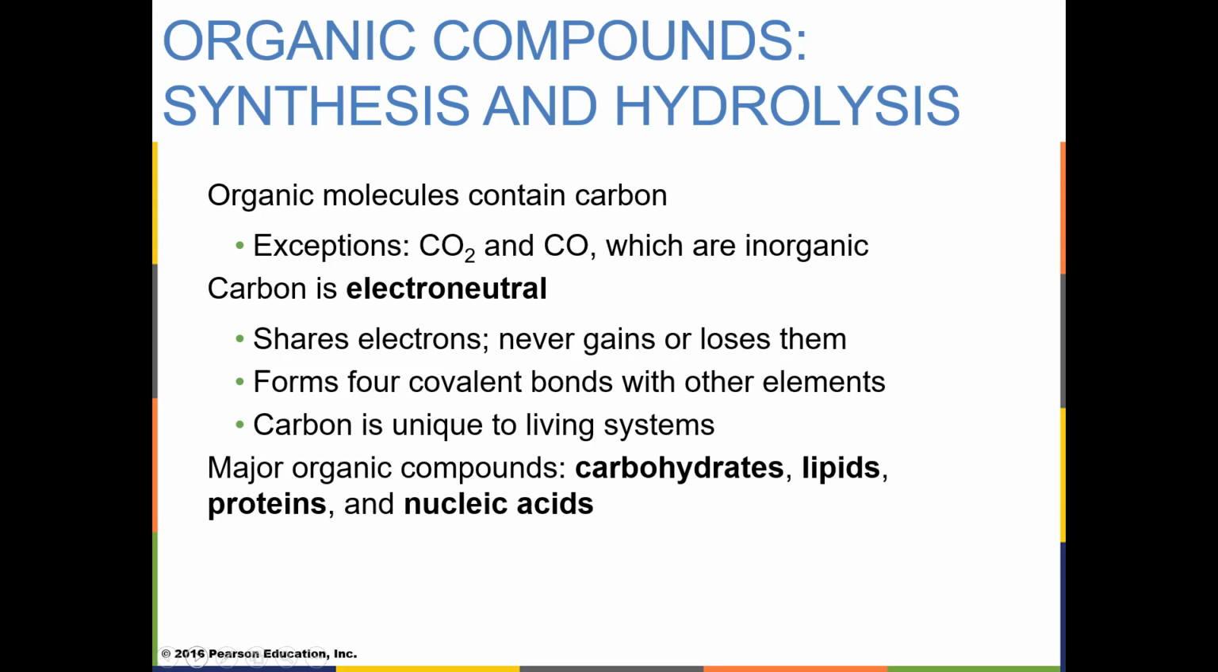When carbon combines with hydrogen and oxygen, you get the carbohydrates, the lipids, the proteins, and the nucleic acids. It shares its electrons. It doesn't kick out electrons. It doesn't grab electrons. It forms up to 4 covalent bonds with other atoms. And usually in this case, it's going to be carbons and hydrogens and oxygens. Now, the 4 organic compounds are the carbohydrates, the lipids, the proteins, and the nucleic acids.